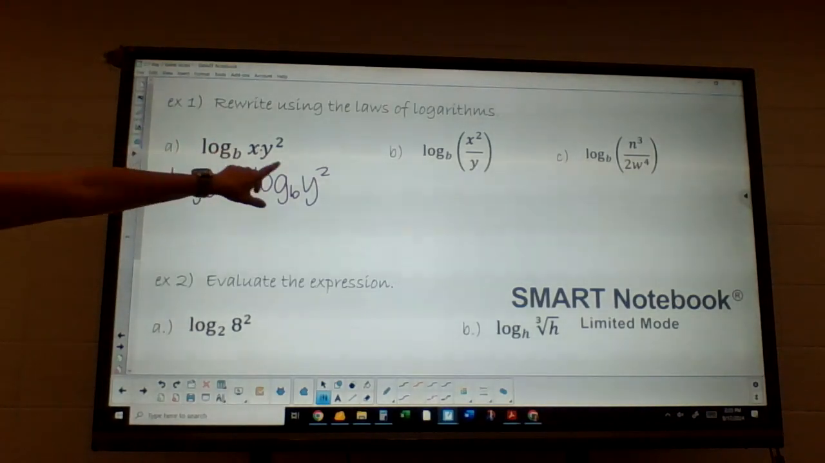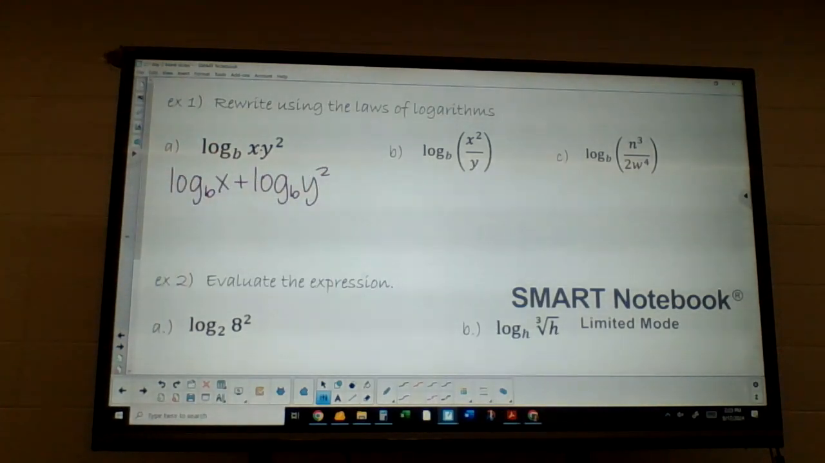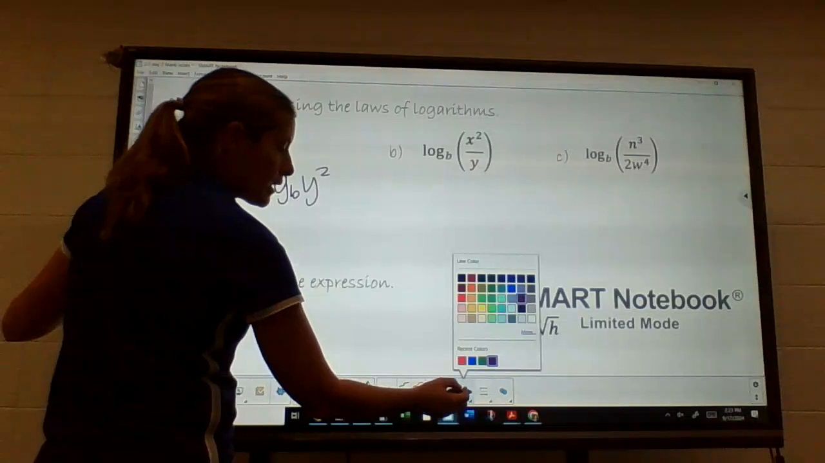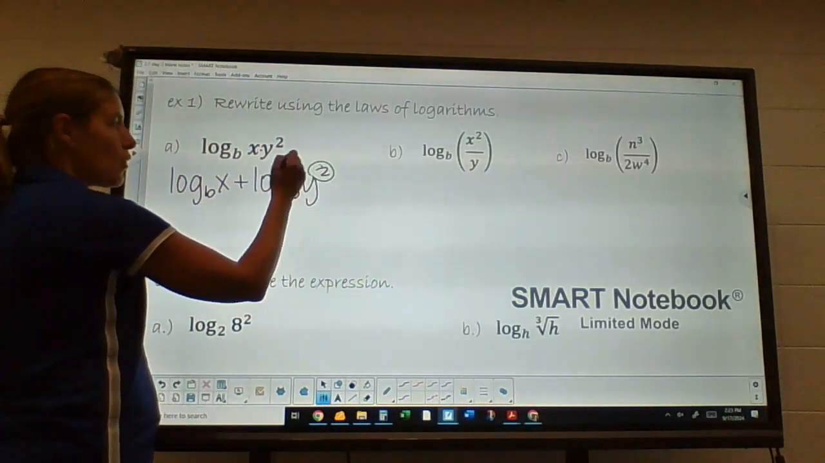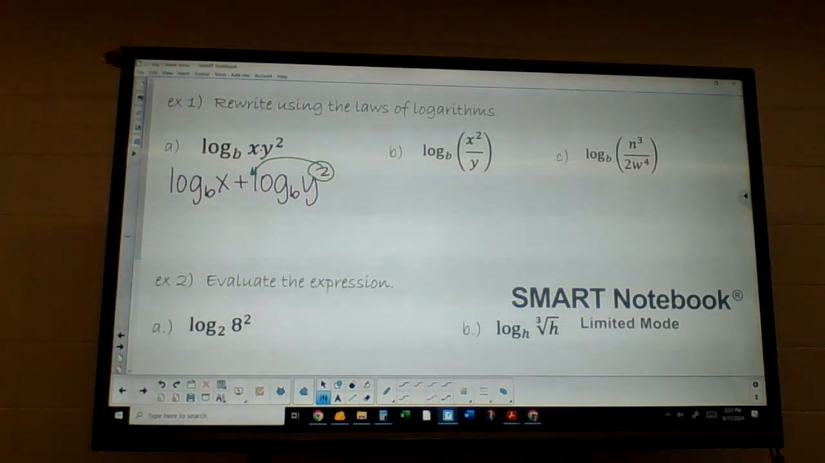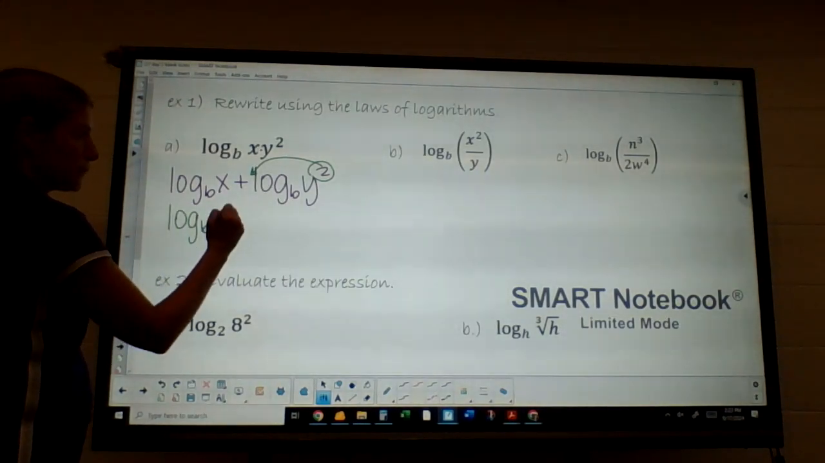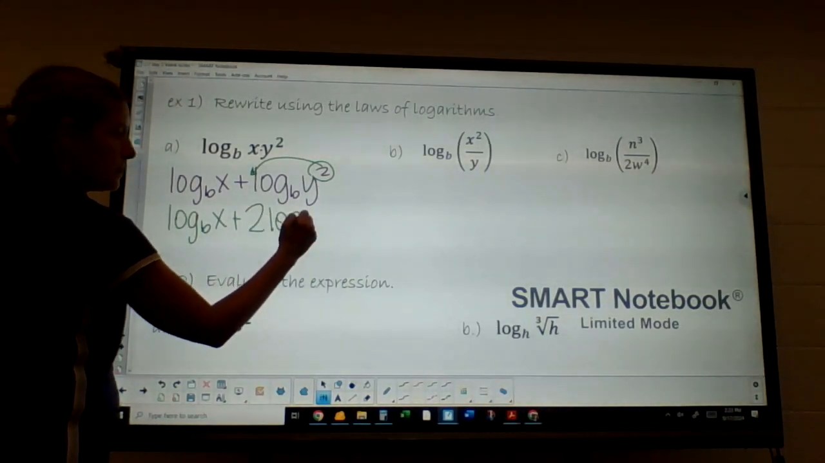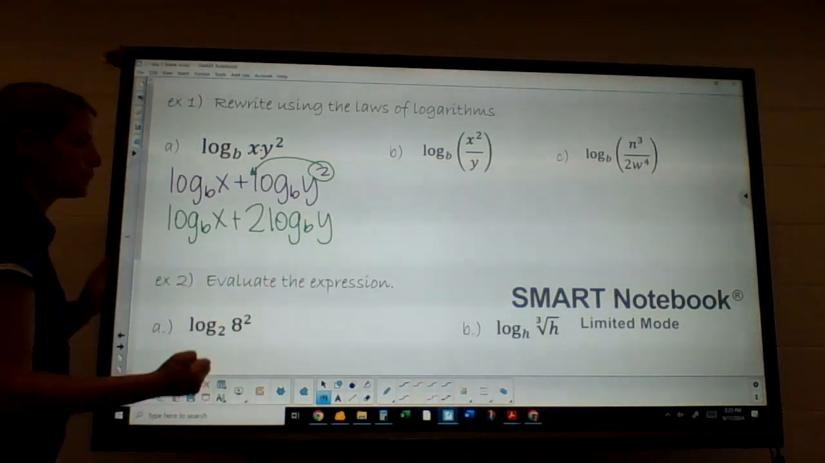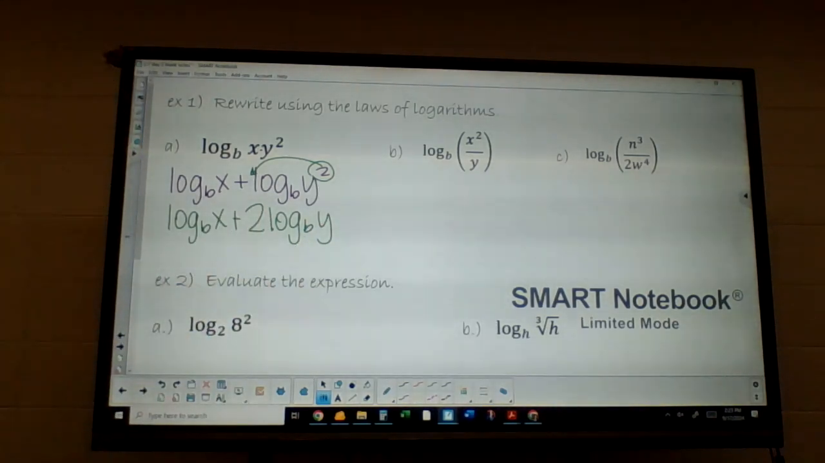But there's one more thing here. This exponent, we can rewrite that. So I'm going to take this exponent and I'm going to drop it in front, but I only drop it in front of the log that it's attached to. And it becomes multiplication. You can just write it in the front.